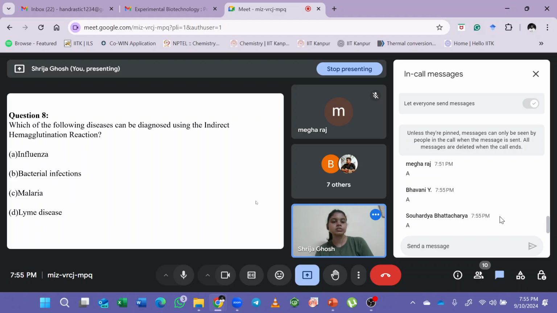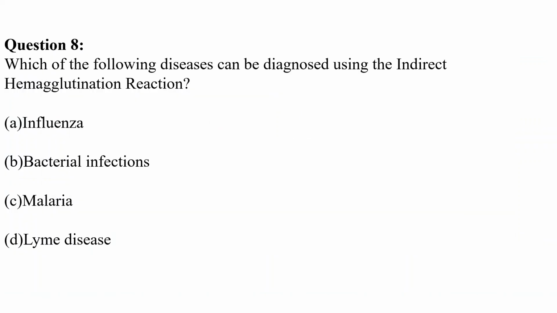Okay, we have two answers. Both of them are option A, that is influenza. Anyone else wants to try? Okay, so option A is the correct answer.